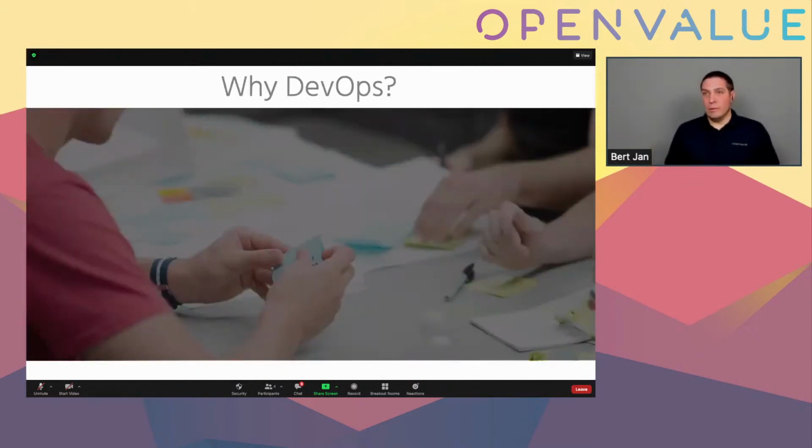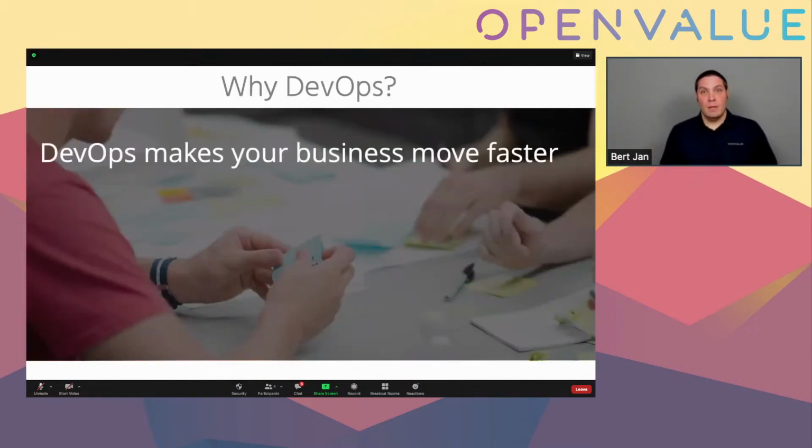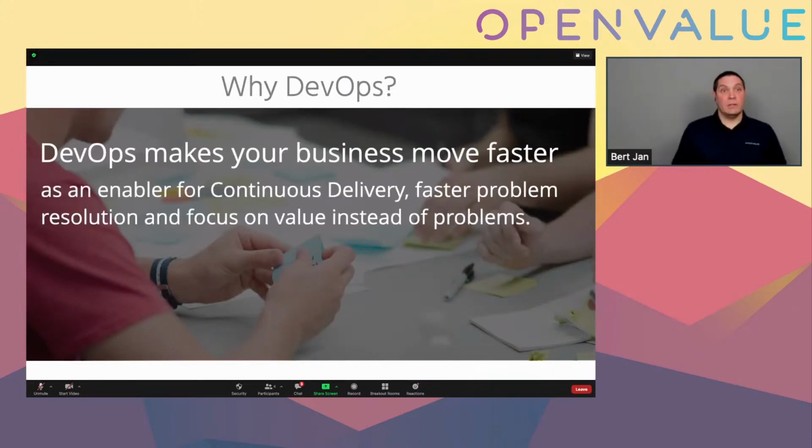So why should you do DevOps? It helps making your business win, making your business move faster, as an enabler for continuous delivery, faster problem resolution, and also the ability to focus on adding value instead of resolving problems.